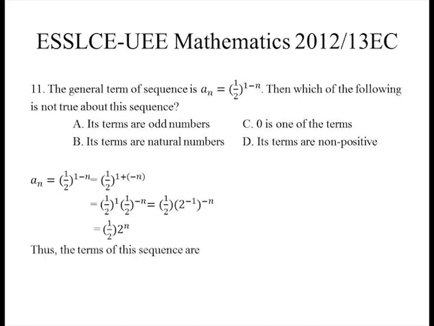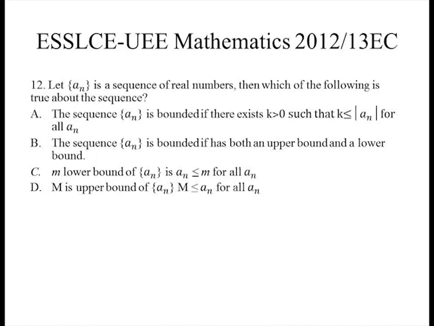Thus, the terms of this sequence are: if n is equal to 1, 2 to the power of 1 is 2, 1 over 2 times 2 is 1. If n is equal to 2, 2 to the power of 2 is 4, 4 divided by 2 is 2. If n is equal to 3, 2 to the power of 3 is 8, 8 divided by 2 is 4. If n is equal to 4, 2 to the power of 4 is 16, 16 divided by 2 is 8. If n is equal to 5, 2 to the power of 5 is 32, 32 times 1 over 2 is 16. So out of the given alternatives, choice B can be the answer.